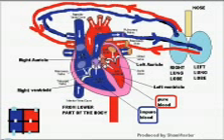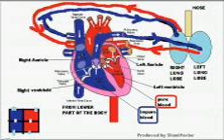At both entrances you see valves. Let's see the names of the valves. From the left auricle to the left ventricle you have the mitral valve or bicuspid valve. Bi means 2. Tricuspid, tri means 3. Tricuspid valve is between the right auricle and right ventricle. We will see the picture of it in a minute.